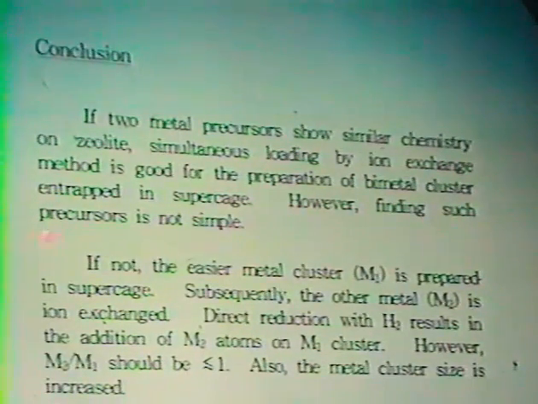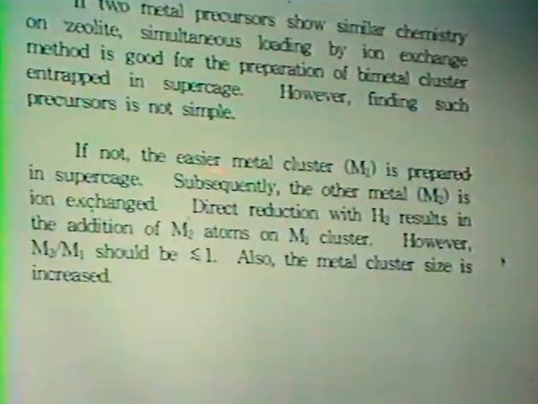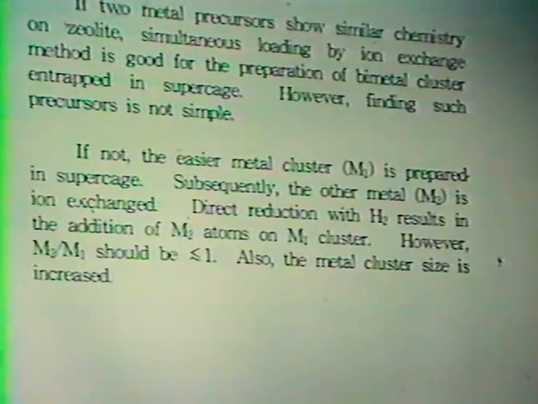However, finding such precursors is not simple. We need to choose. If not, the easier metal cluster can be prepared first in supercage. Subsequently, the other metal ion is ion exchanged. Direct reduction with hydrogen results in the addition of M2 atoms on M1 atom, M1 cluster. However, the M2/M1 ratio should be lower than 1.